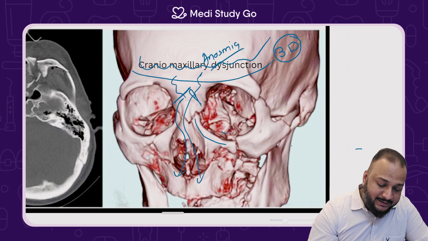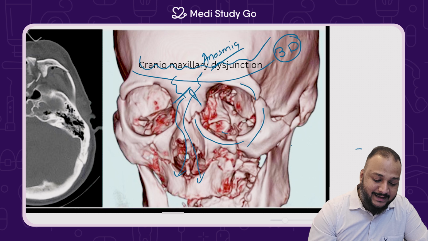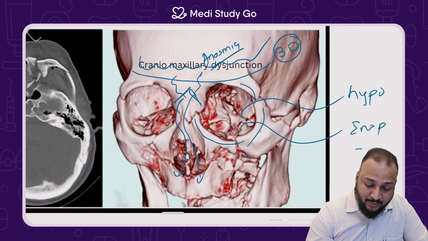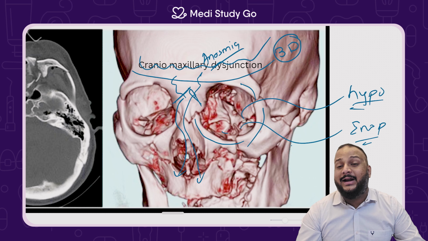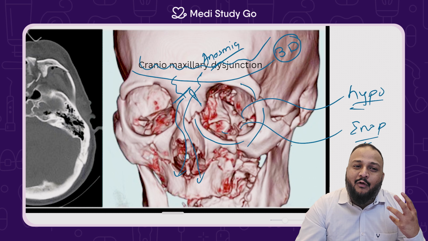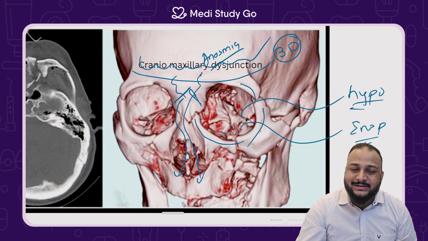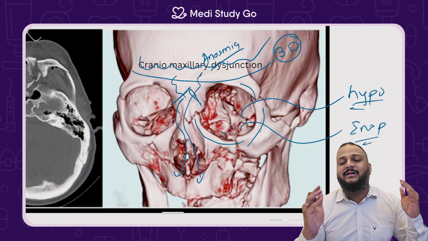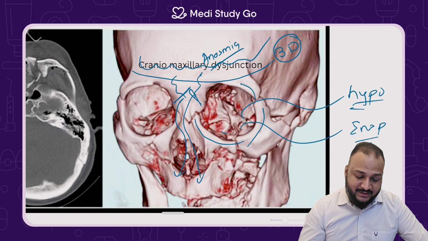Next thing, it is going to completely change and disfigure the shape of this orbit, and that is why there is either going to be a hypoglobus or an enophthalmos. You'll have to calculate the volume of fat that is lost and the muscles that are entrapped in this fracture to completely treat an orbital fracture, which will definitely be covered in the orbital fracture lectures.